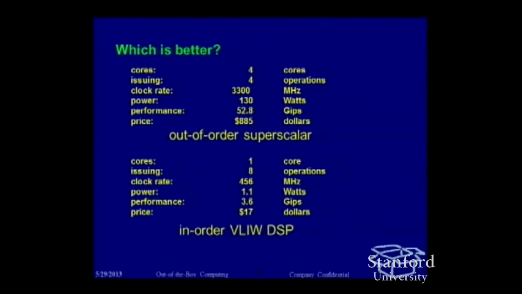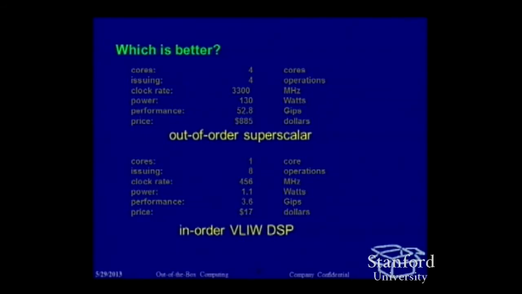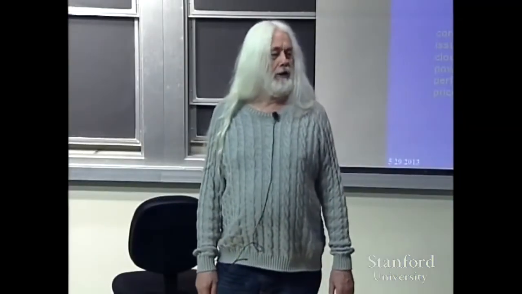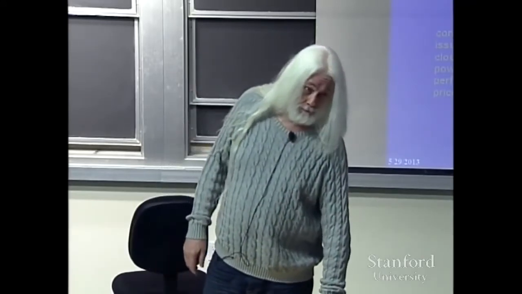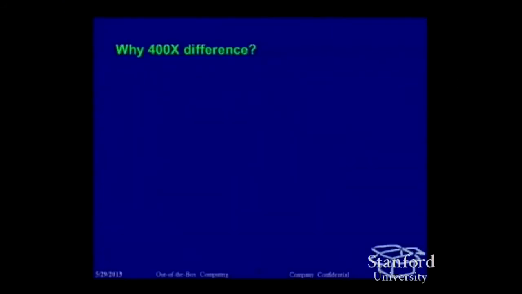Now, there's our two cores, our two chips. And the out-of-order superscalar is your half a MIPS for your watt and your dollar. The in-order DSP gives you 195 MIPS for your watt and your dollar. It's a factor of 400. Now, you'd think that by now somebody would see a market opportunity in this and tried to arbitrage that number away, but that difference has been around for a long time. So why is there a 400x difference?